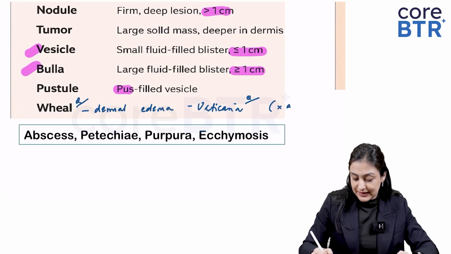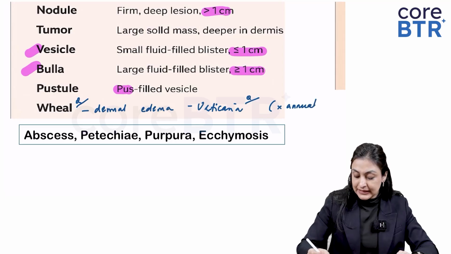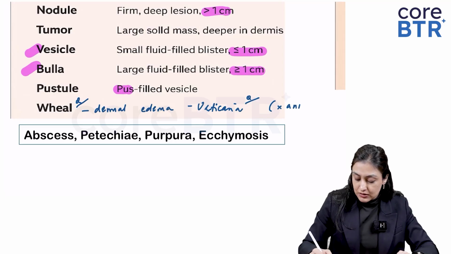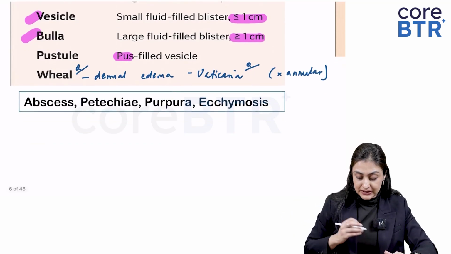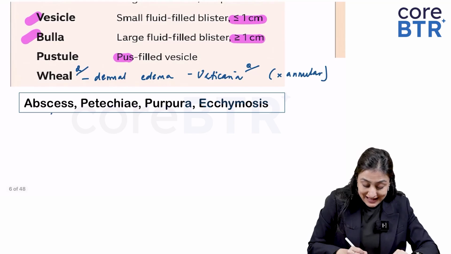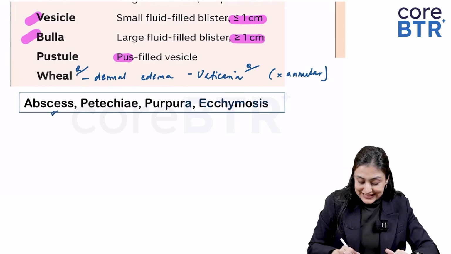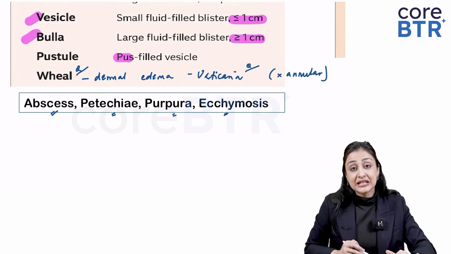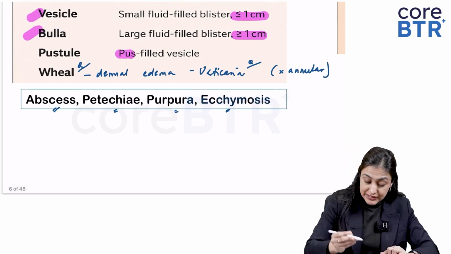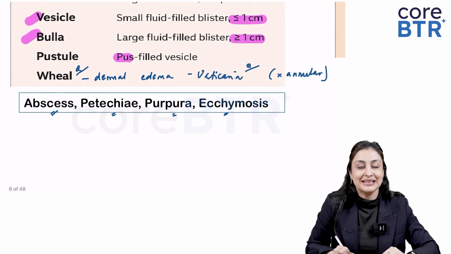I'm just going to write that. This is where you have completely written annular. So that is where you have completely raised lesions. So that's dermal edema. Apart from that, abscess is primary. Petechiae, purpura, ecchymosis. These are all erythematous lesions that you see, which need to be distinguished from erythema, right?